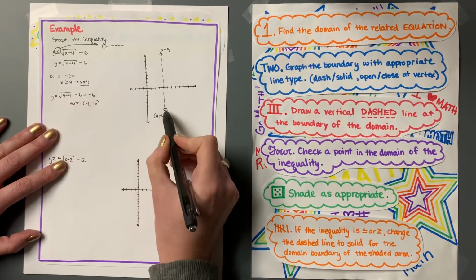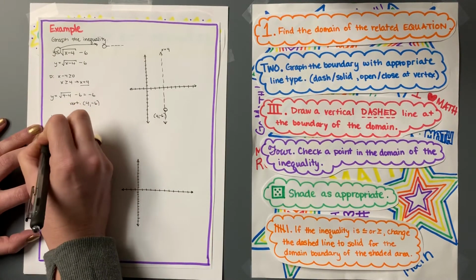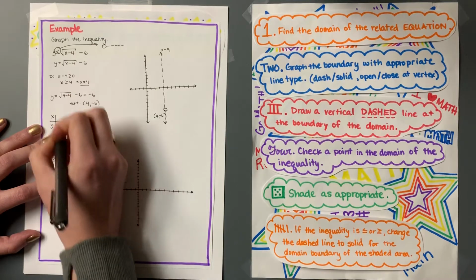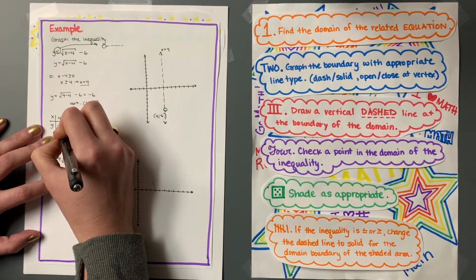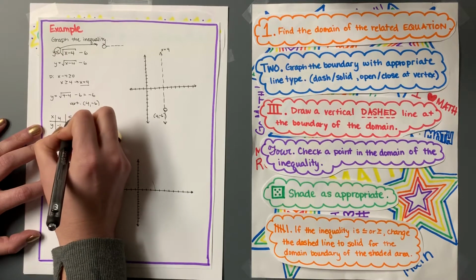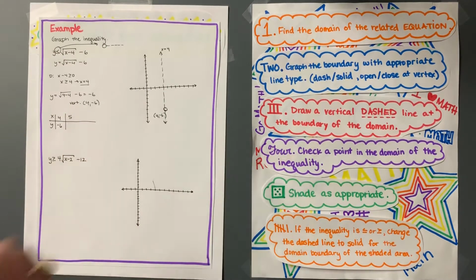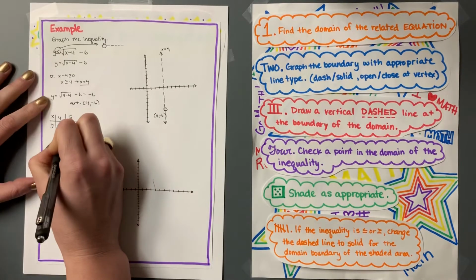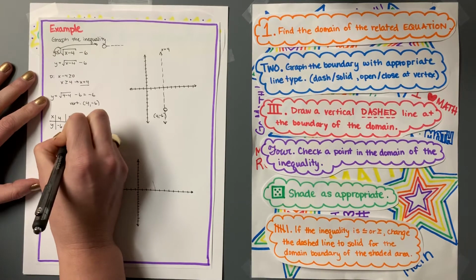I can tell this graph is going to open up, but I want to know a couple other points on this graph. So I have 4, negative 6. If I plug in 5, I should get the square root of 1 minus 6, which will give me negative 5.